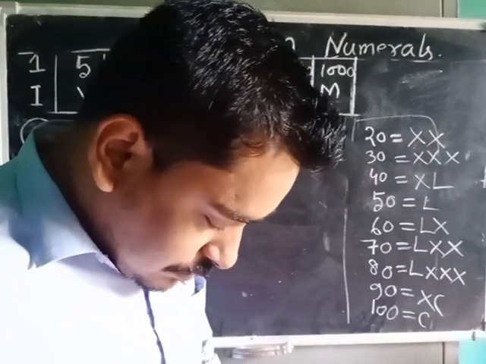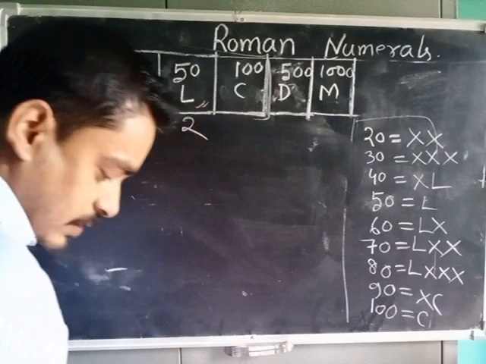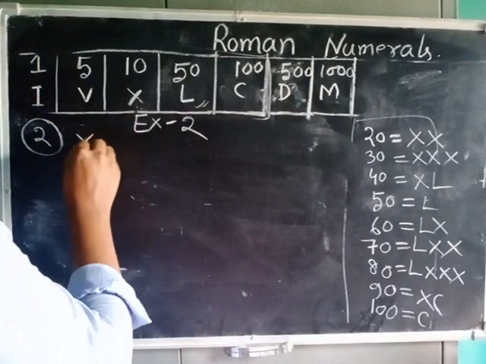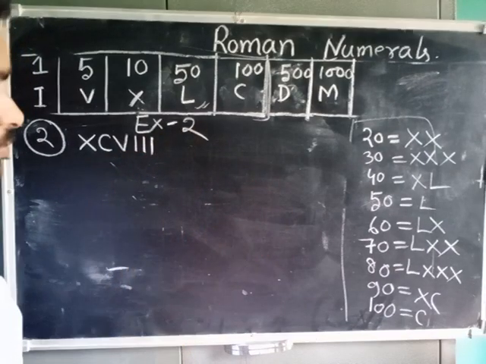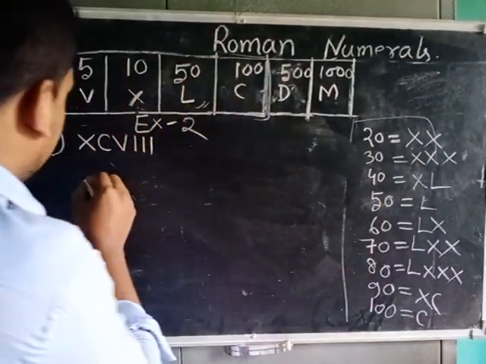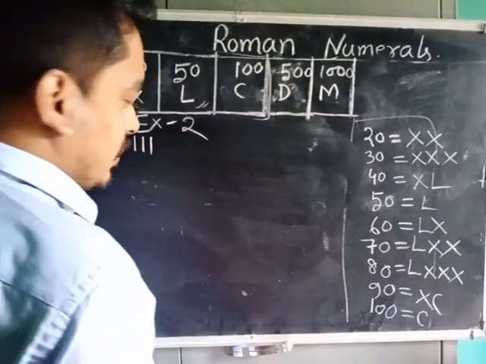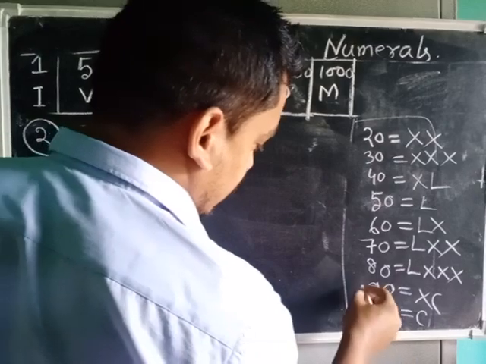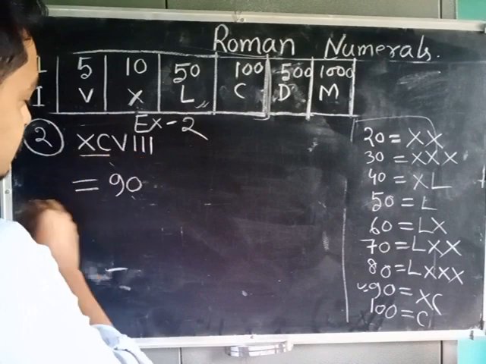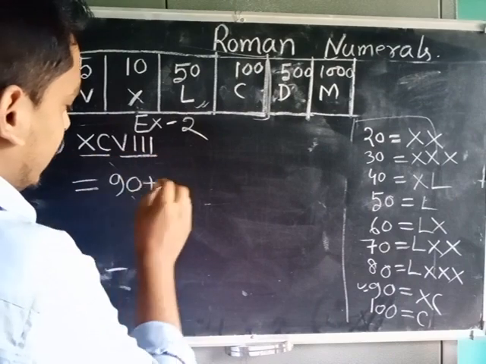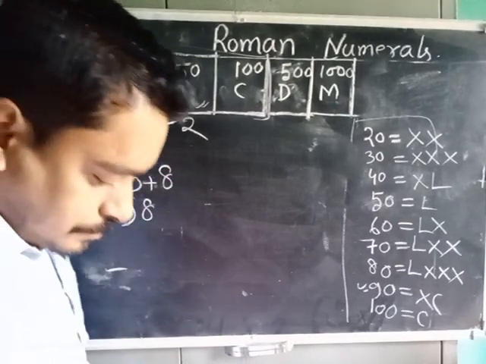I am taking the example from page number 14. So here it is given XCDIII. We have to represent this in Hindu numeral form. So here, if you see, we have already learned this chart. I explained this in my last class. So here you see, XC means how much? XC means 90. So here you write 90. We replaced XC by 90 plus this one is 8. So here what do we have? 98. In this way you have to solve them.